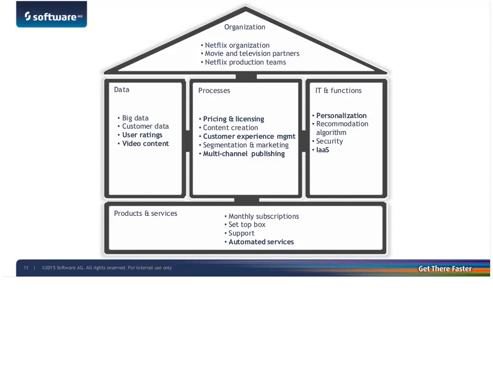It's the ARIS house, which means it provides you different views on a business. So let's start with the organizational view. In the organizational view, you would use ARIS, or in that case, ARIS Cloud, to describe the Netflix organization.